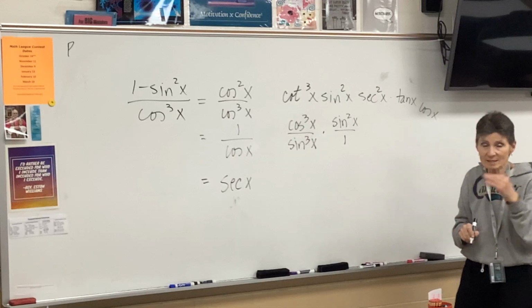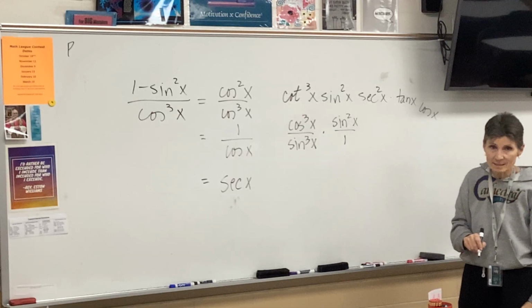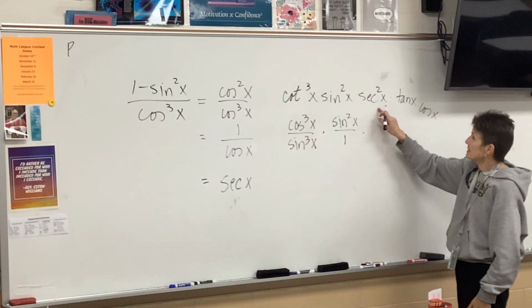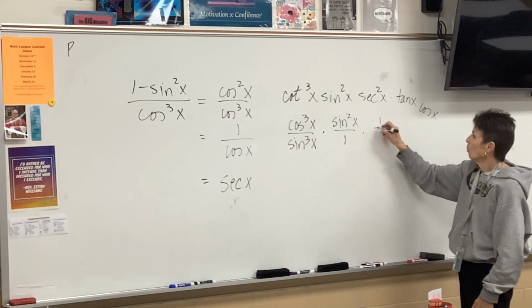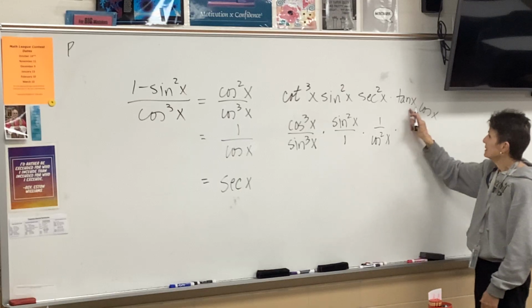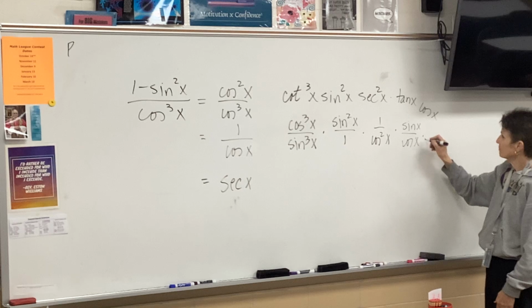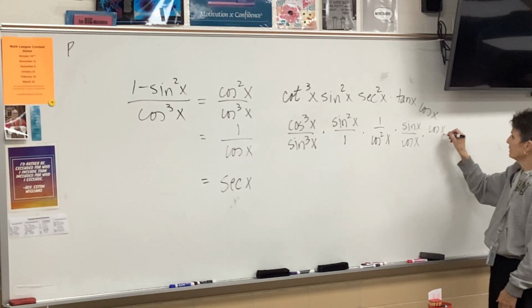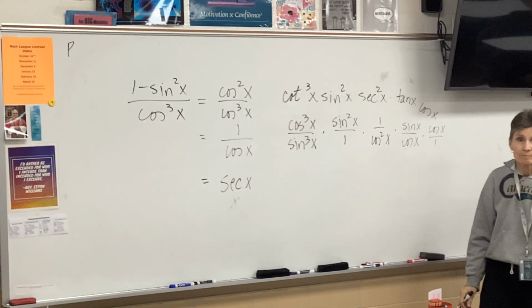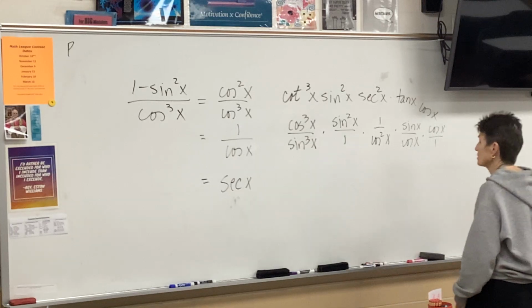Can't do anything with a sine or a cosine. Everything else gets changed, but not sine and cosine. Secant squared, 1 over cosine squared. Tangent, sine over cosine, and then cosine over 1. So change everything into fractions, and then hopefully a bunch of stuff will cancel.